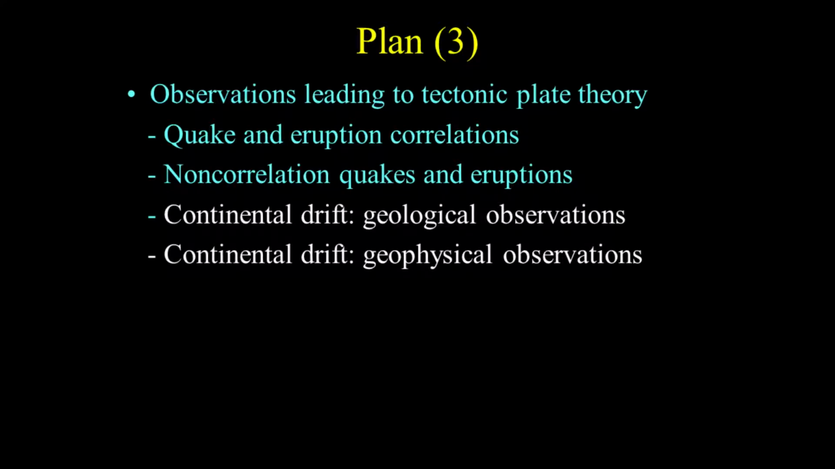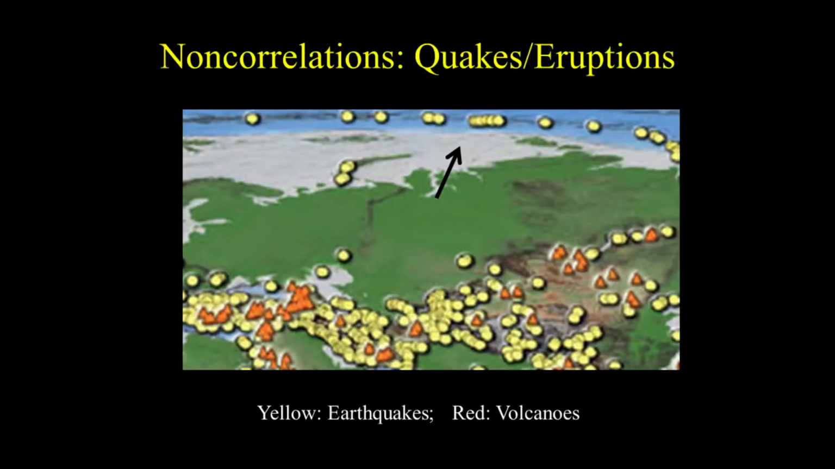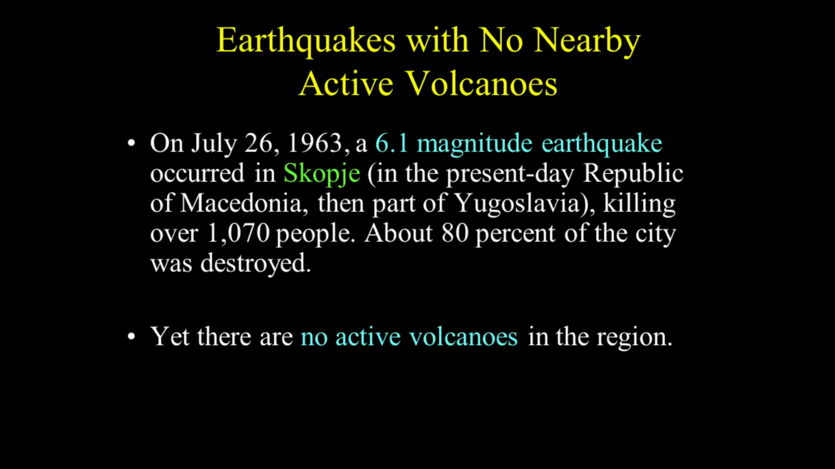Let's look at cases where there are no correlations between earthquake occurrences and volcanic eruptions. Remember, earthquakes are the yellow dots and volcanic eruptions are the red dots. Here is an area with earthquakes, but no volcanoes. Please pay attention to the black arrow. You can see that there are many yellow dots, but no red dots. Let's talk more about earthquakes with no nearby active volcanoes.